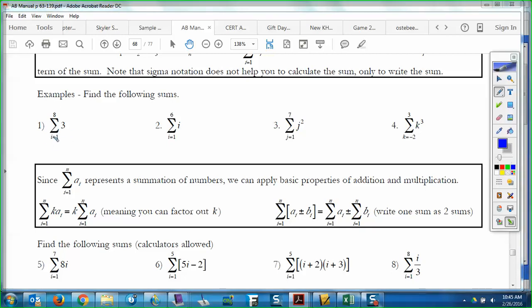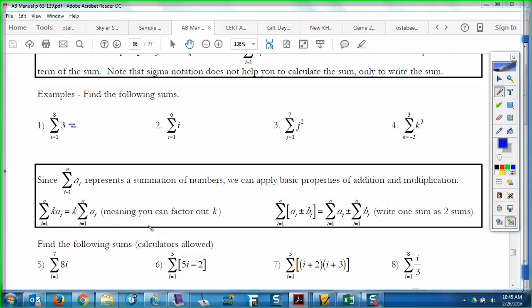So sigma of 3. Now this, how do we read this? I would read this as sigma of 3 or sigma 3, i equals 1 to 8. That's how I would read this. So what is this really saying? Remember, sigma means sum. Sigma means add.